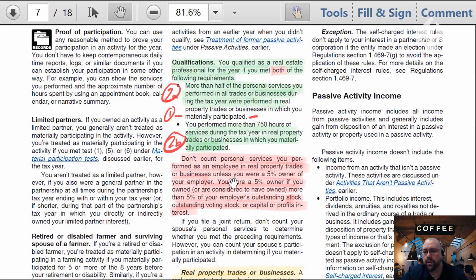Down here talks about ownership. So if you're, say, a real estate broker, it becomes more applicable to you. But let's break down this little test here, okay?